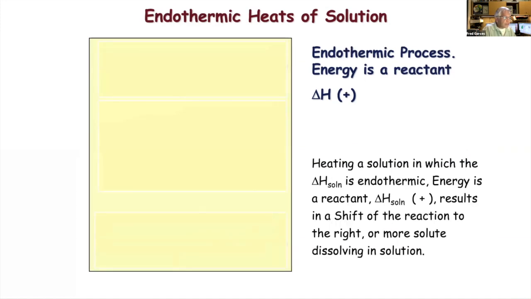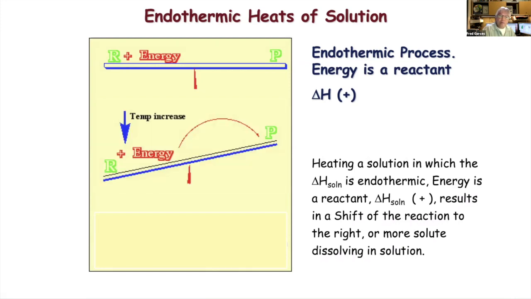Okay, what happens when you have an endothermic reaction and the temperature is increased? Well, again, you're putting a stress on the reactant. Based on the teeter-totter analogy, the reaction will shift to the right and you get more products for an endothermic reaction as you get back to equilibrium.